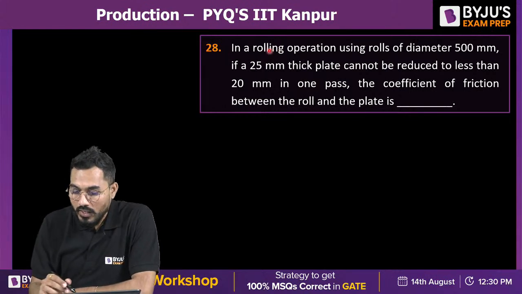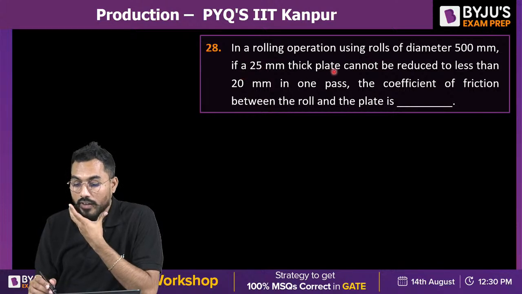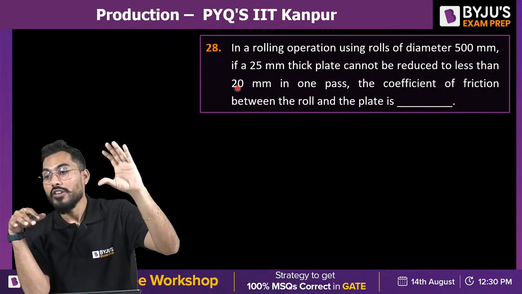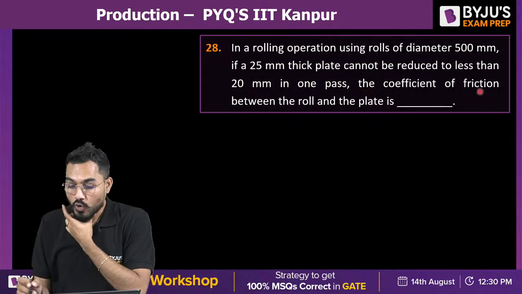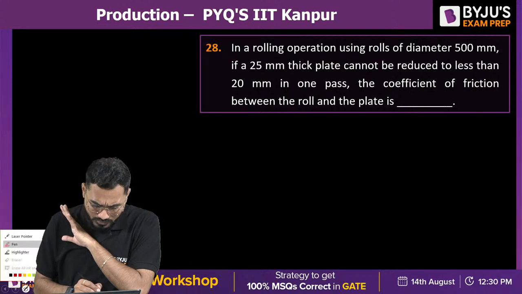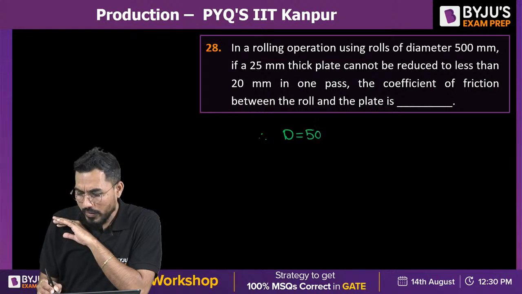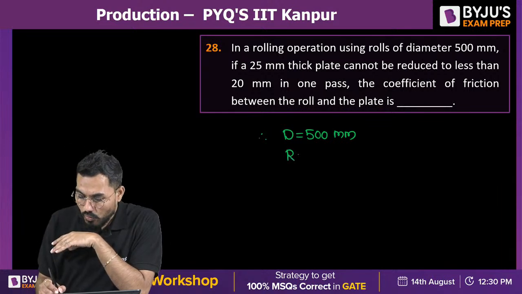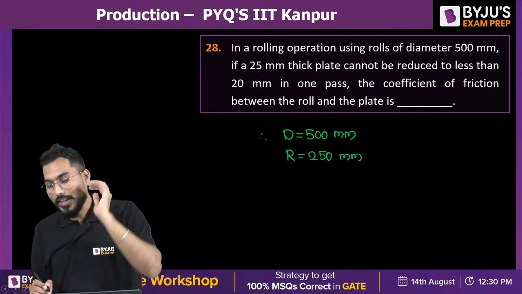Very simple question. In a rolling operation using rolls of diameter 500 millimeter, a 25 mm thick plate cannot be reduced to less than 20 mm in one stroke. What is the coefficient of friction between the rolls? Sir, it's very simple. There is one roller whose diameter is 500 millimeter, so the radius of the roller is exactly equal to 250.